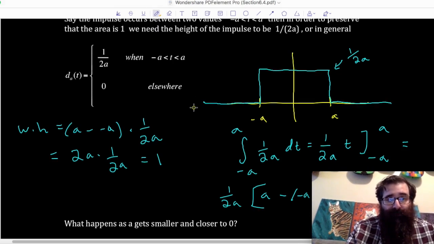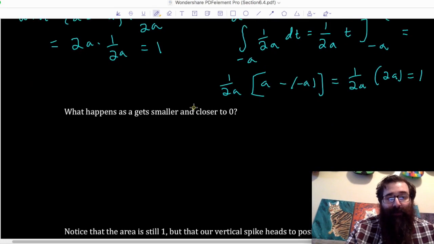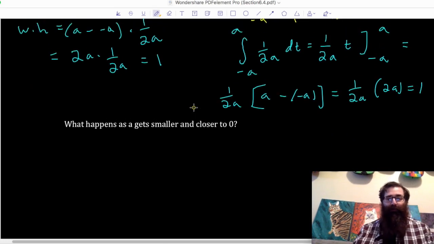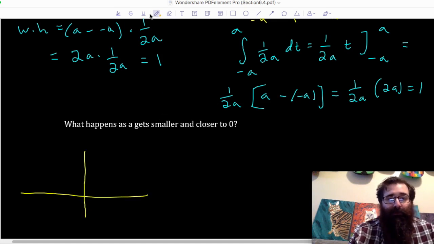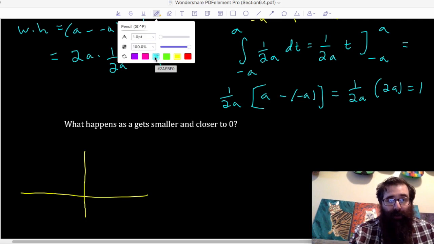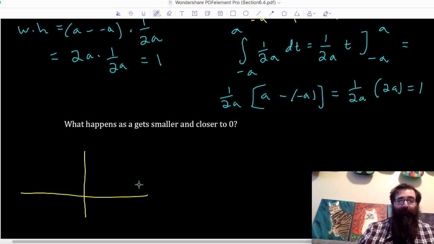Really kind of cool stuff. Now, a good question to ask is what happens as a gets smaller and closer to 0? And we can think about this visually, but then I also want to think about it in terms of a limit as well. So if a gets smaller and closer to 0, let's say negative a and a are here, you'd say, well, what would have to happen to compensate?